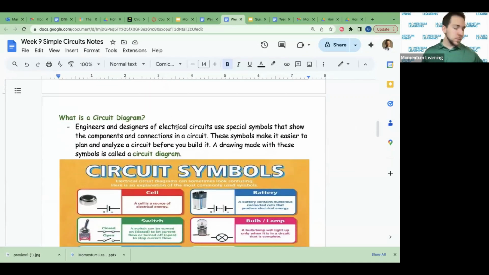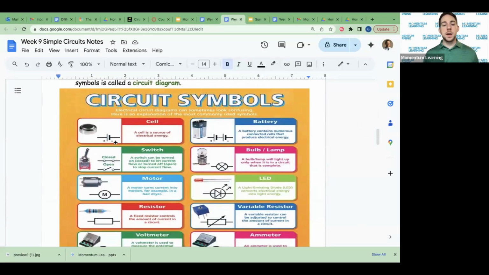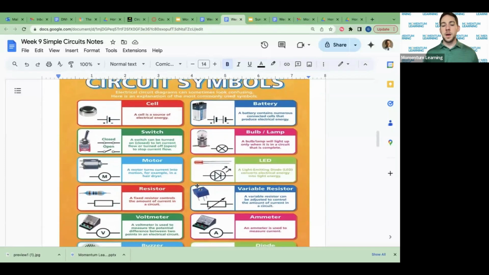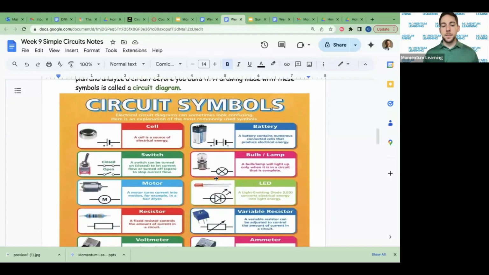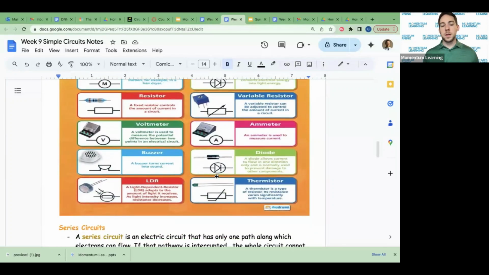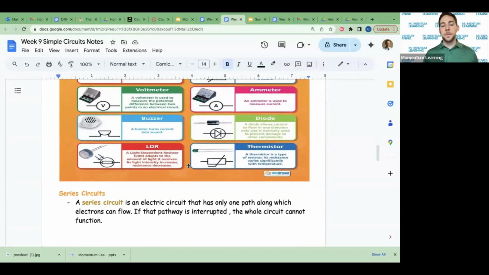So students also learn that circuit diagrams are used by engineers to quickly show the components of a circuit, right? So this visual here represents the symbols that are used to represent different parts. So this is called a circuit diagram, right? So you can see it's kind of like a simplified picture, right? So another scientist or engineer could go and build that circuit based on the circuit diagram.